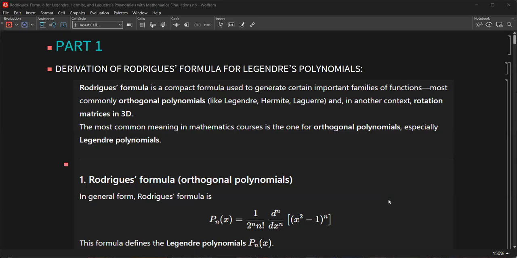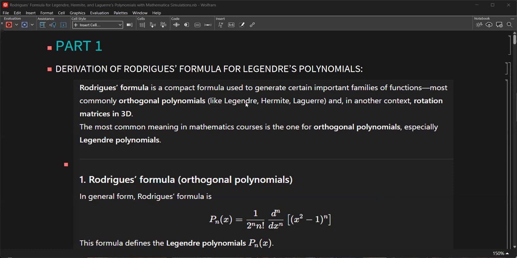So we have the derivation of Rodrigues formula for Legendre polynomials. Our topic here is the Rodrigues formulas for Legendre, Hermite, and Laguerre polynomials with Mathematica simulations. We have first derived the Rodrigues formula.